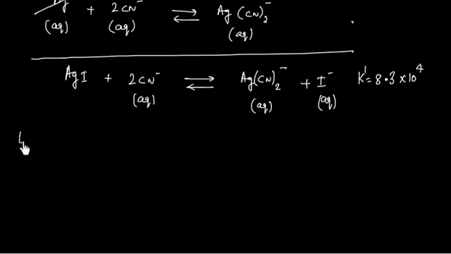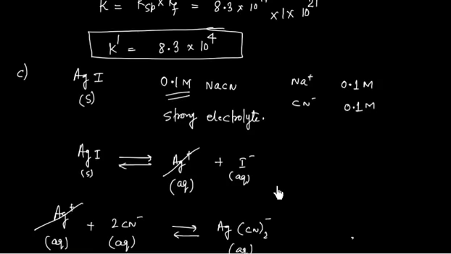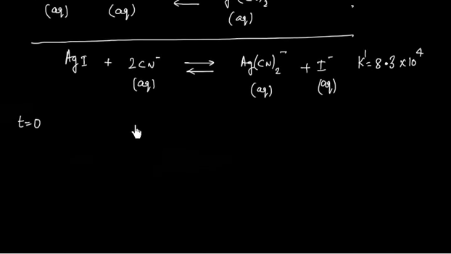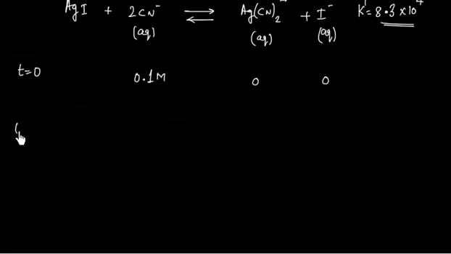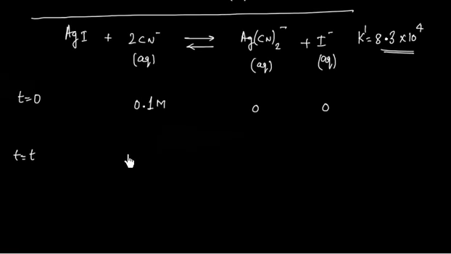Now at t equals 0, we have been given initial CN- as 0.1, so CN- is 0.1 M, and there is no Ag(CN)2-, no I-. Since the equilibrium constant of this reaction is very high, this reaction will go mainly towards the right side. The meaning is whatever CN- we have will be utilized. So we can assume at t equals t, that is equilibrium time, there is a very small concentration of CN-, approximately equal to 0. That is, all the CN- gets utilized.